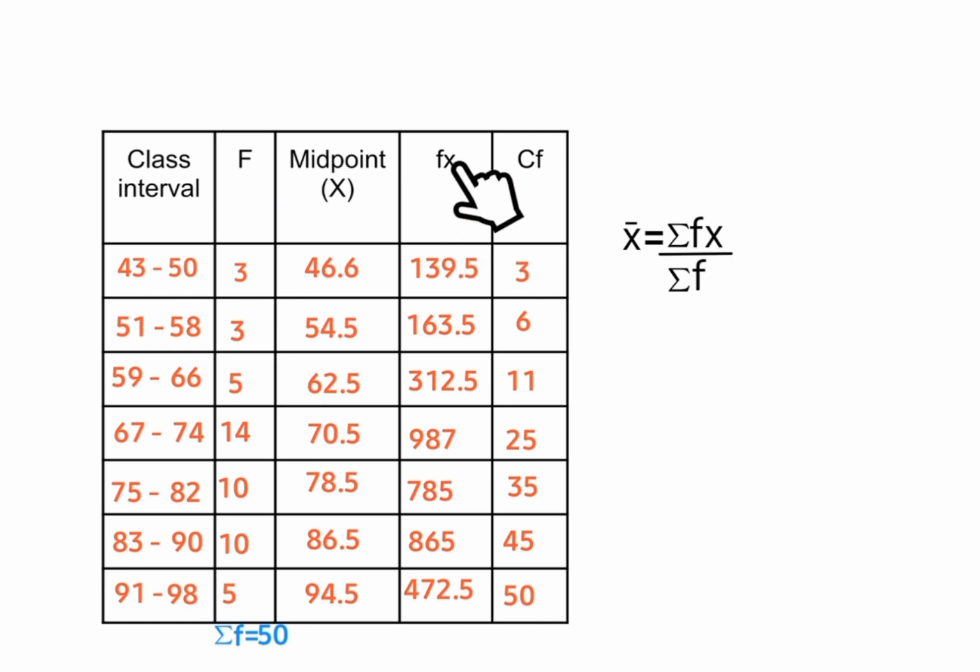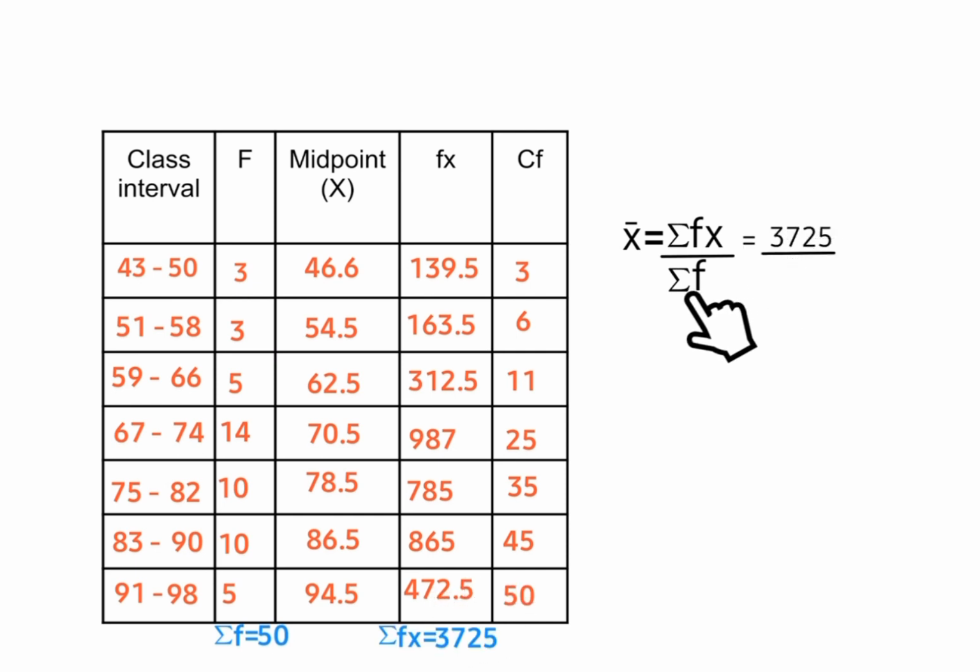We have our Fs column here. This symbol means addition, so we're expected to add up the values for the Fs column, right? Here we go now. 139.5 plus 163.5 plus 312.5 plus 987 plus 785 plus 865 plus 472.5.